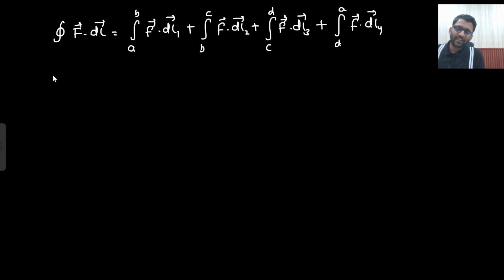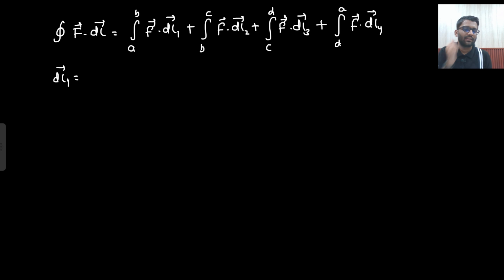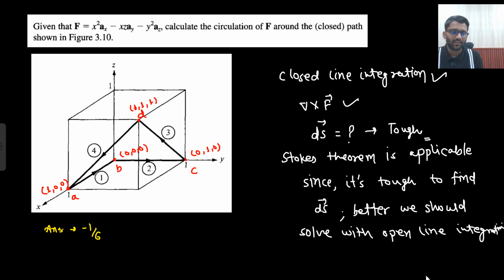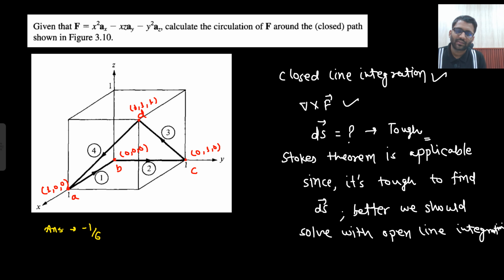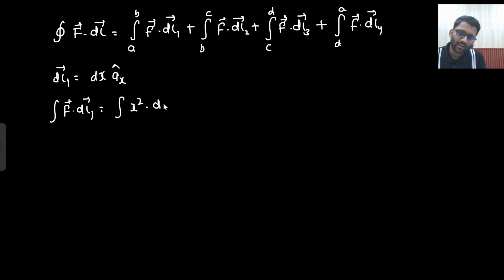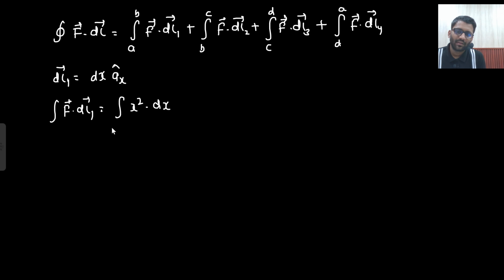Okay, so first let's talk about dl1. In dl1, what is changing? Only x is changing, right? So dl1 will be dx ax cap. So what do I get? F dot dl1 would be x square dx. Now from where to where are we going? I am moving from here to here. So 1 to 0 I am going.